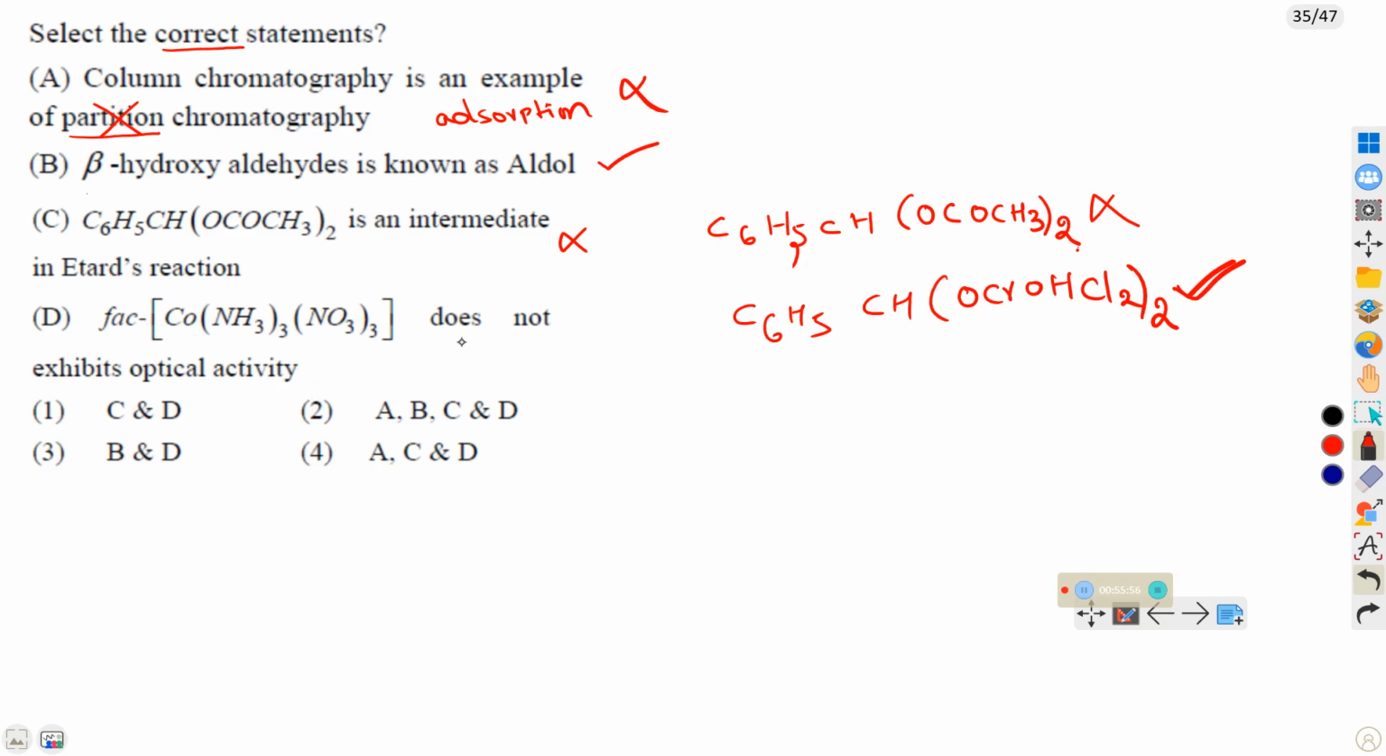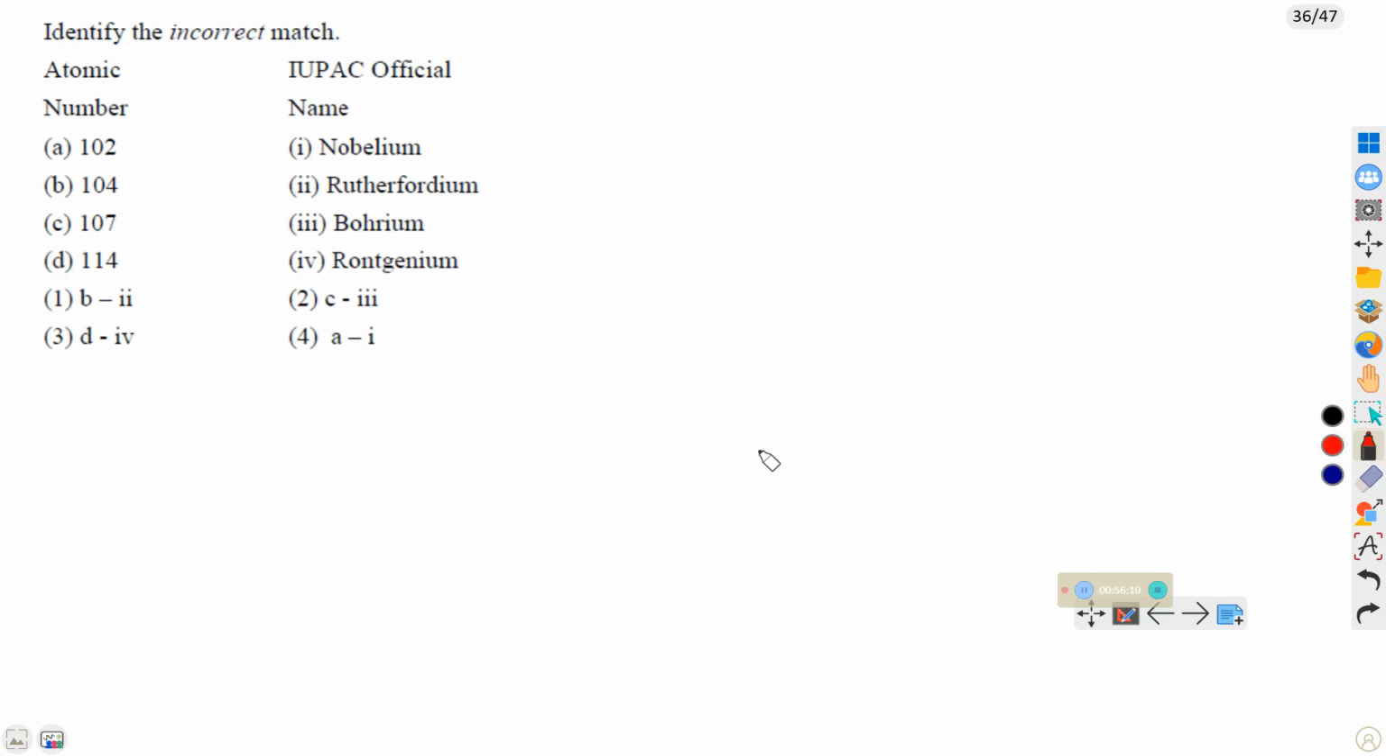Fac isomer does not exhibit optical activity. This is a correct statement only. So the correct statements are B and D. Third option. Identify the incorrect match.